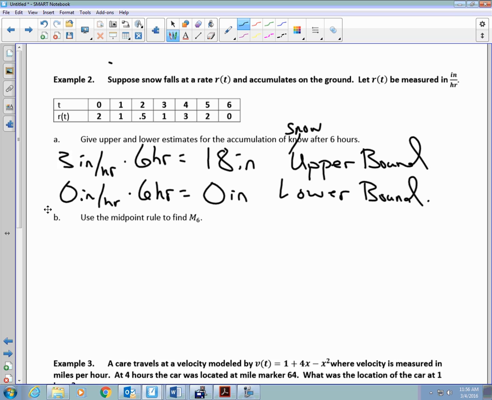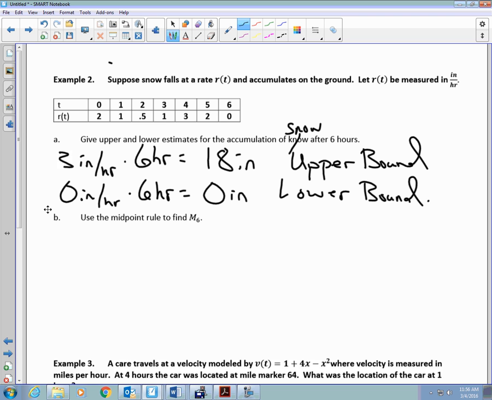T is the time that's elapsed because it's been snowing. R of t is the rate at which the snow is accumulated. So 2 inches per hour, 1 inch per hour, half inch per hour. It starts up snowing pretty heavily, doesn't it? But then it tapers off, and then at time 4 and 5 hours, it speeds up again.